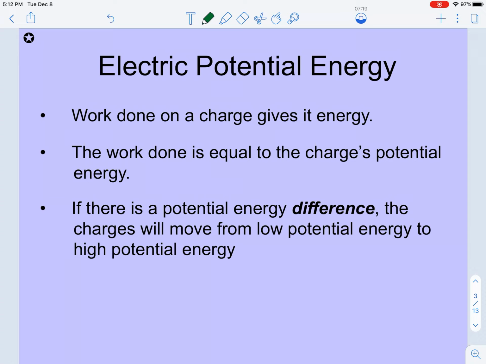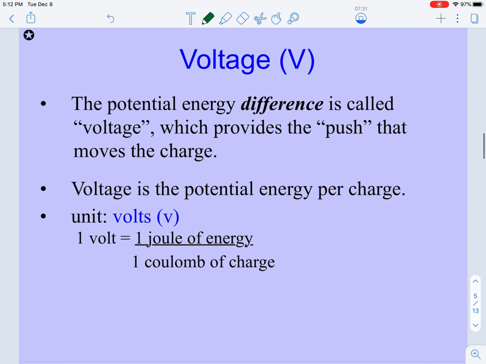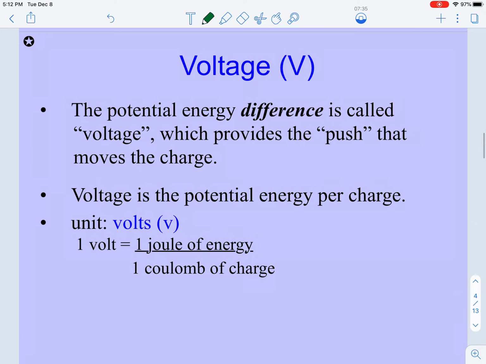And remember, the charges we are referring to are our electrons, okay? So work is going to be performed on the charge. Now that charge has potential energy as a result of the work. If there is a difference in the potential energy, that is going to cause those charges to move, and they're going to move so that they go from low potential energy to high potential energy. So we are actually going to be using the word voltage to refer to this potential energy difference moving forward.